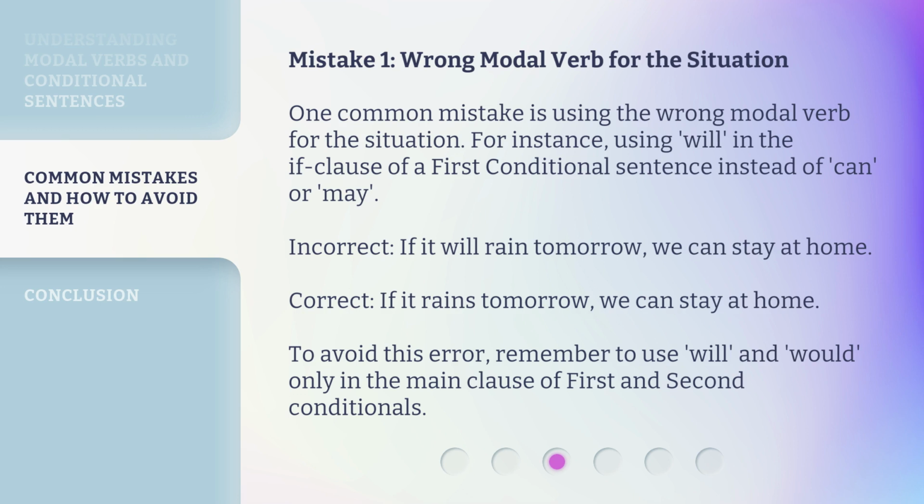Incorrect. If it will rain tomorrow, we can stay at home. Correct. If it rains tomorrow, we can stay at home. To avoid this error, remember to use will and would only in the main clause of first and second conditionals.